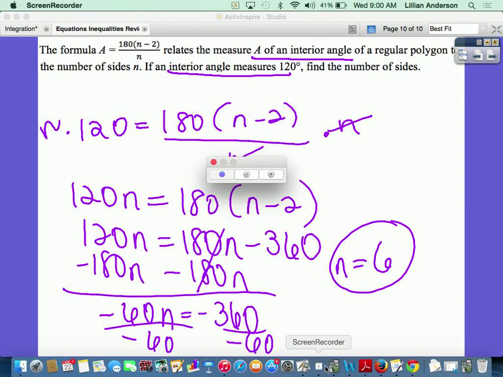There you go. Got your nice little review of inequalities, absolute value a little bit, word problem.